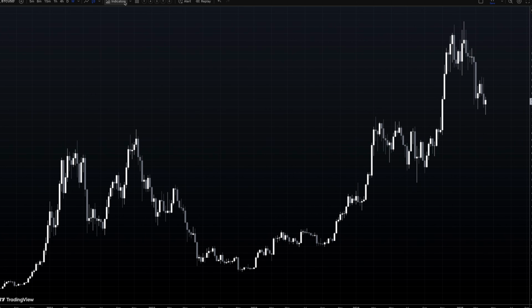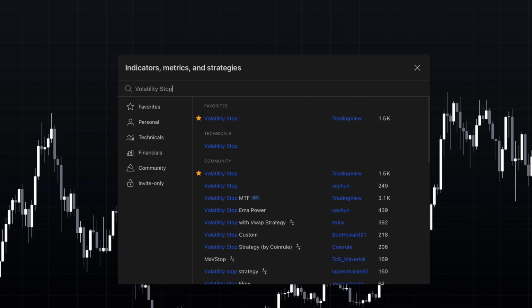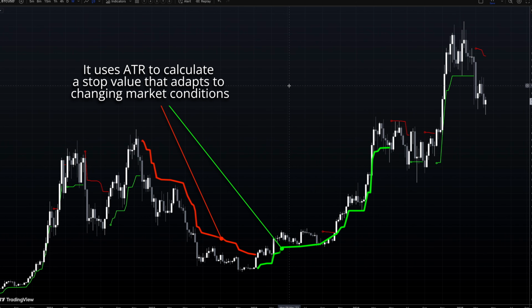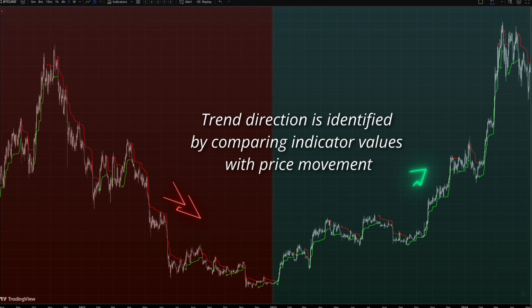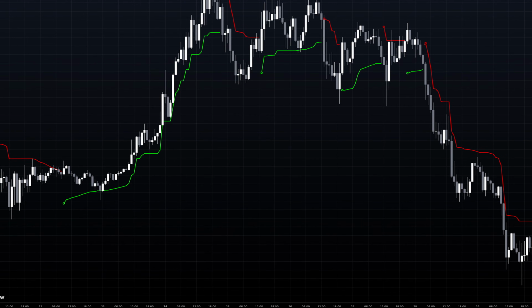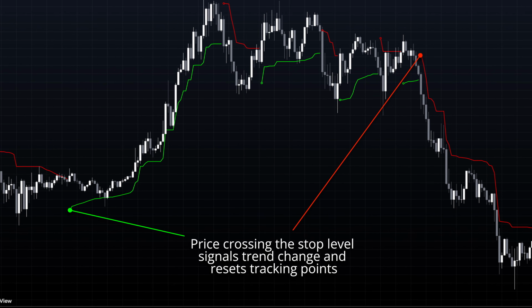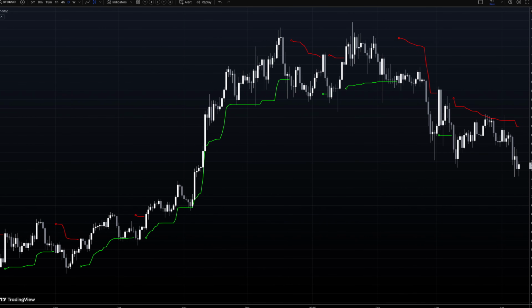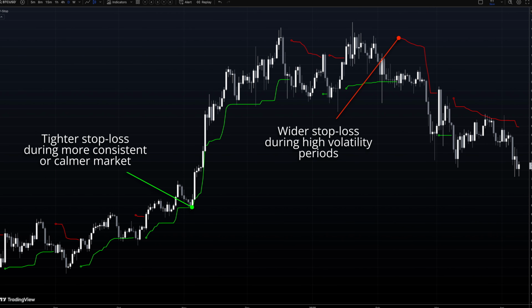The Volatility Stop Indicator by TradingView creates a dynamic stop-loss level based on price volatility. It calculates a stop value using average true range to maintain a buffer that adapts to market conditions. The indicator identifies trend direction by comparing price to the stop level. When price crosses the stop level, the trend direction changes and the indicator resets its tracking points. This creates a trailing stop that widens during volatile periods and tightens during calmer markets.